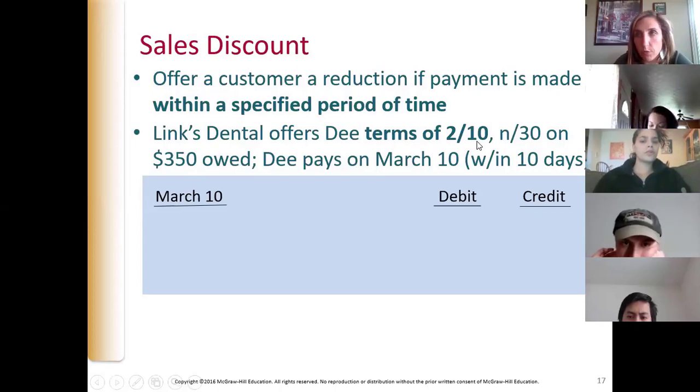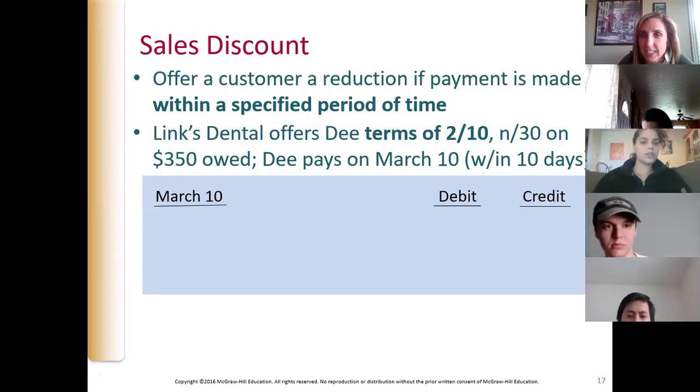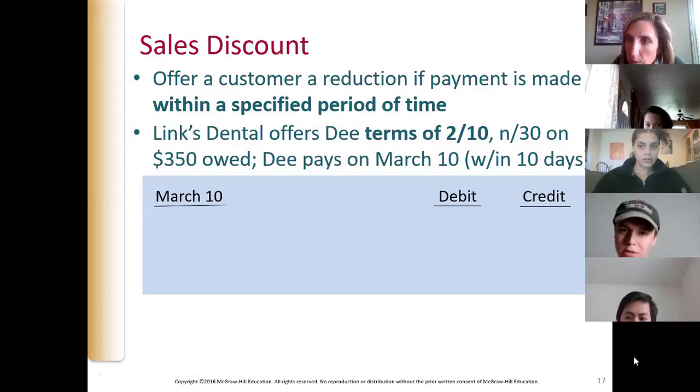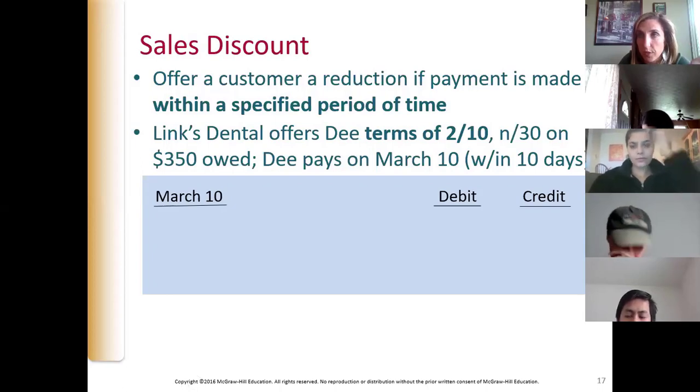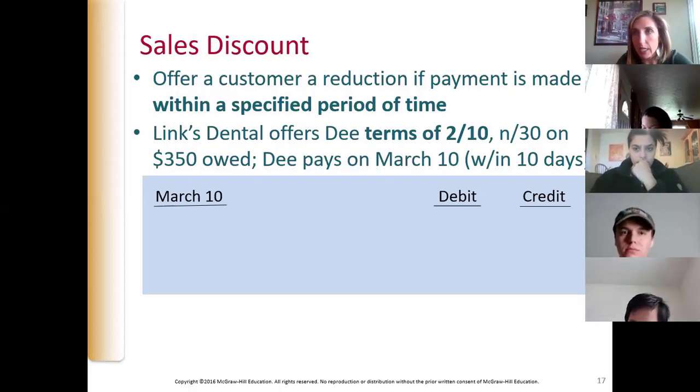Why do companies offer those kinds of discounts? Any ideas? To get you to pay it back. Get you to pay it back faster, right? They want their money as soon as possible. If you own a small business, one of the biggest problems for a small business is their cash flow. They need cash coming into their business, right? So they can spend that cash on new things or additional costs, paying their workers and paying advertising and stuff like that.